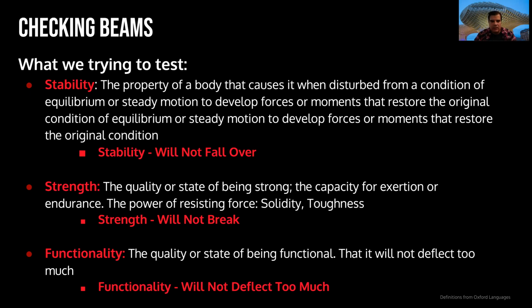Second, strength. Strength is that the beam will not break. And finally, functionality. This is very important. We can have an element that will not fail, will not break, but maybe deflect a lot. And if it is deflecting a lot, even if it is strong to support the weights, people may be afraid to use that element. Imagine a bridge that is completely deflected. That is not convenient because it's not functional.